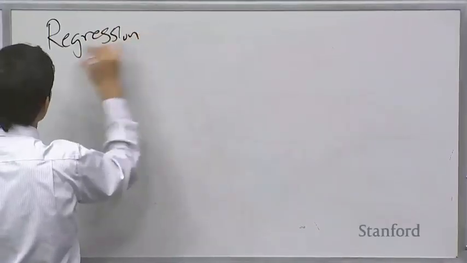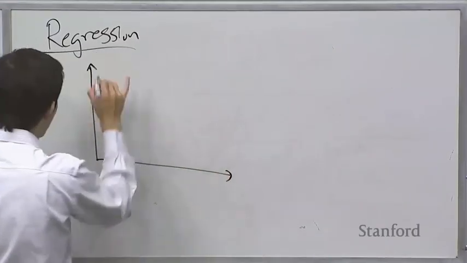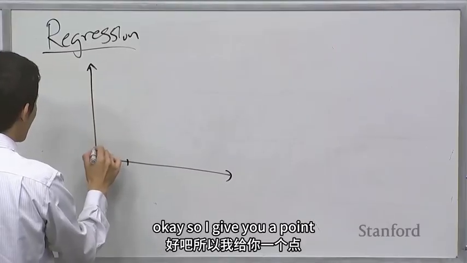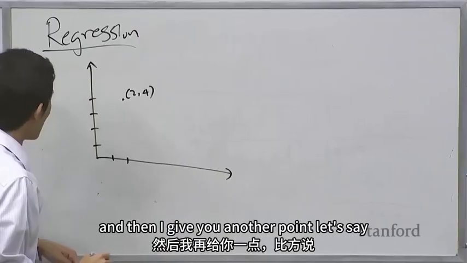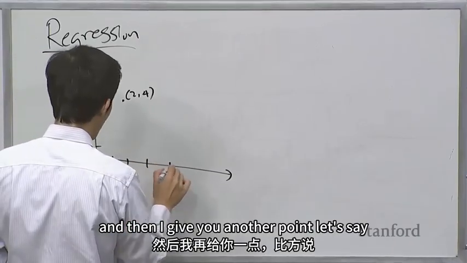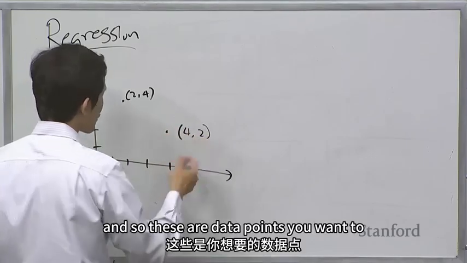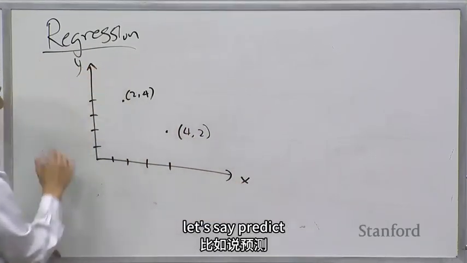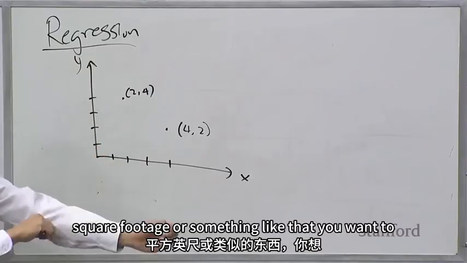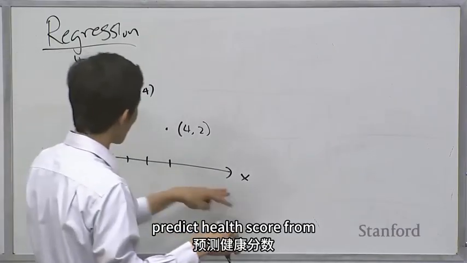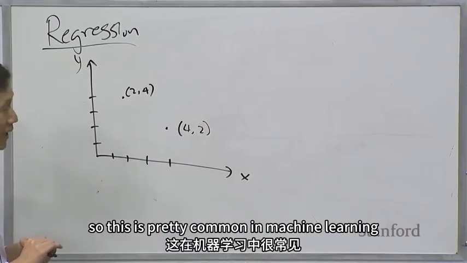Regression. OK, so imagine you get some points. I give you a point, which is 2, 4. And then I give you another point, let's say 4, 2. These are data points. You want to, let's say, predict housing price from square footage or something like that. You want to predict health score from blood pressure and some other things. So this is pretty common in machine learning.